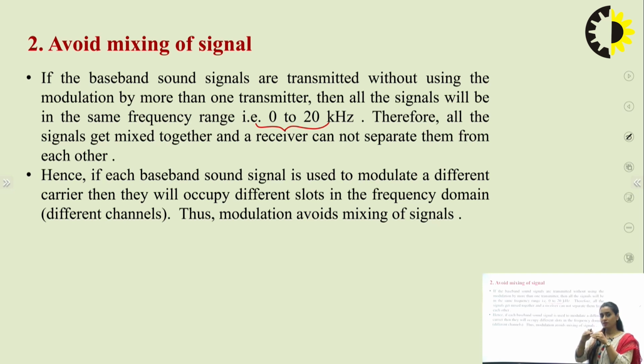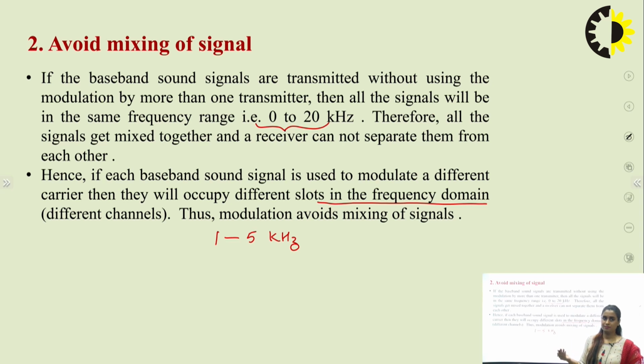Why not frequency shift them to other levels, right? And this can be achieved with the help of modulation only, right? Hence, if each baseband sound signal is used to modulate a different carrier, then they will occupy different slots in the frequency domain, right? Now, imagine I have 10 different message signals falling in the range of 1 to 5 kilohertz.